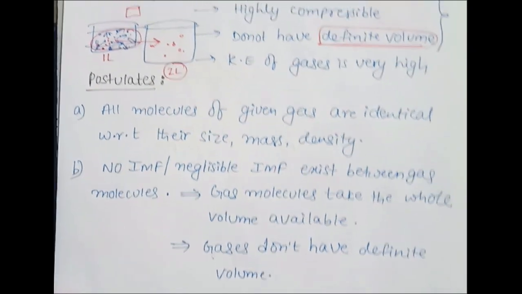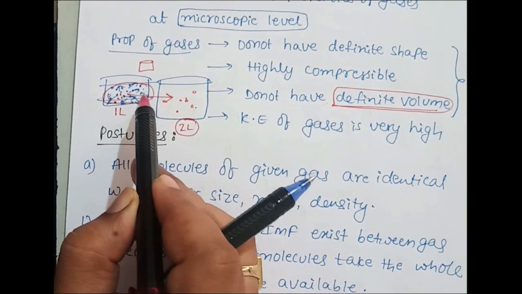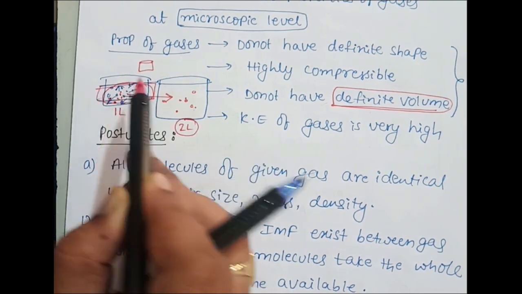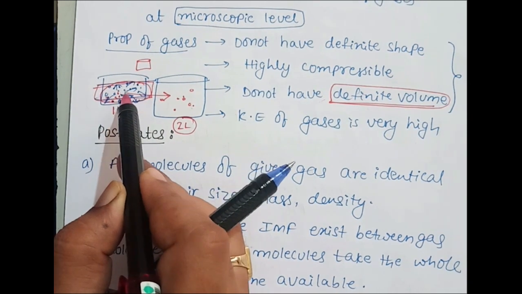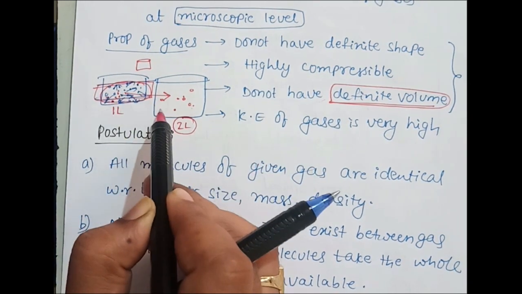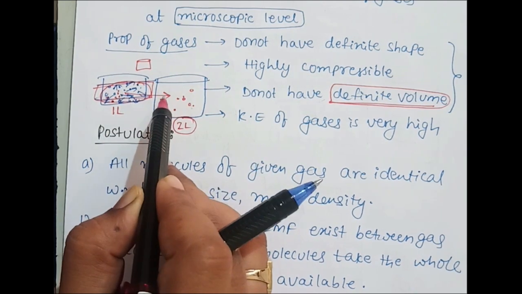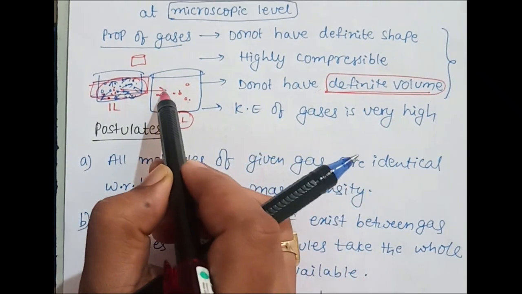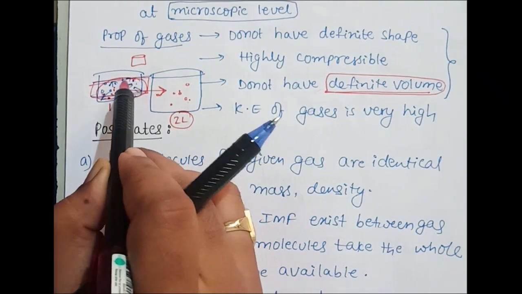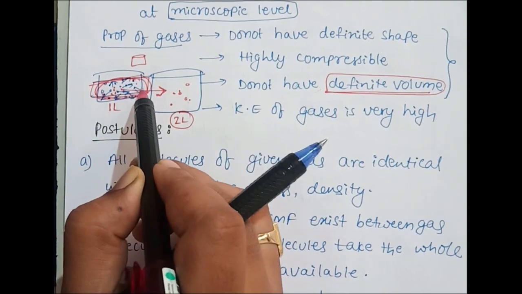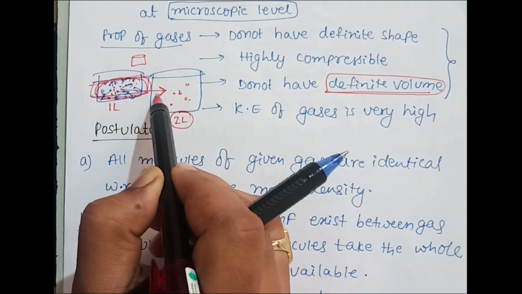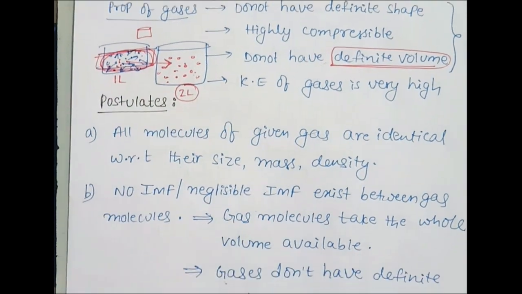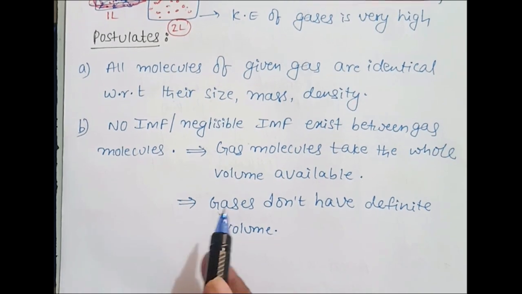Got my point here? If there are intermolecular forces, they will hold the molecules and pull them back, and that's why they would be fixed in a definite area. But here there are no such forces, so they do not have a definite area. They will take the whole area available to them. I'm talking about 2-dimensional; in 3-dimensional you say whole volume. If there are intermolecular forces, they will fix into a definite volume, but there are none. That's why gases occupy the whole volume available to them. Understood? I hope you got this point.